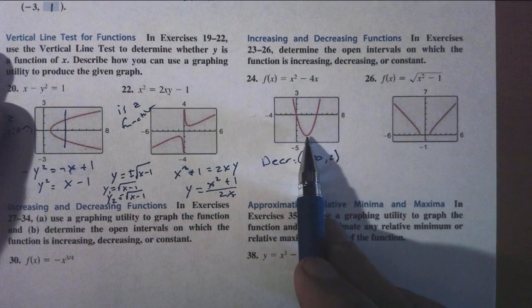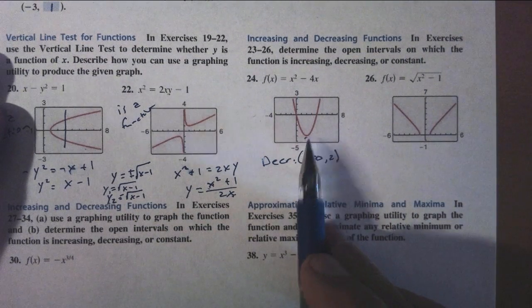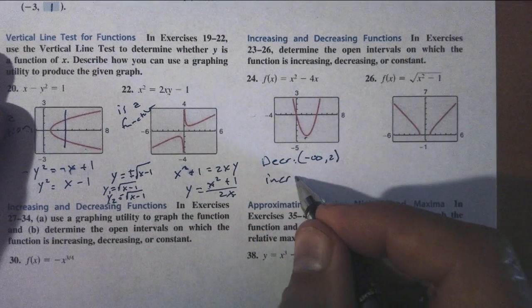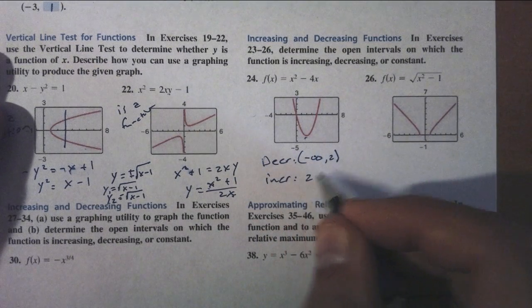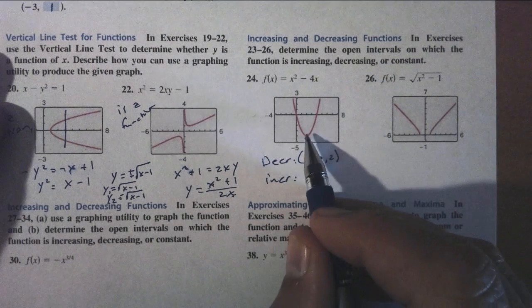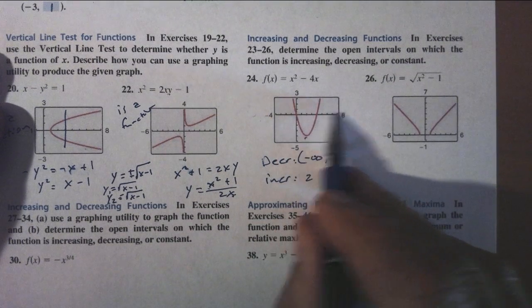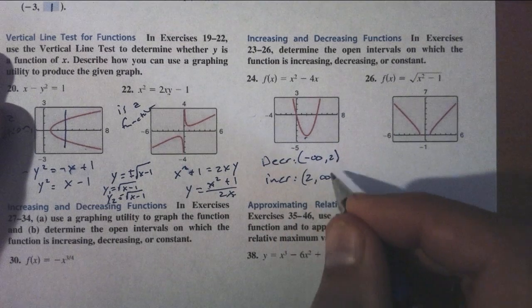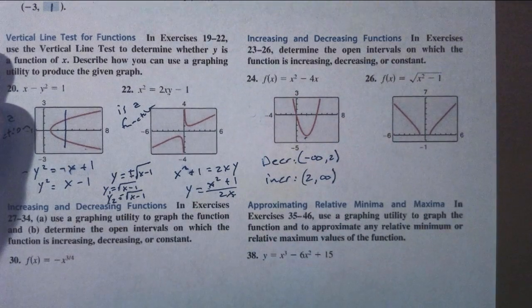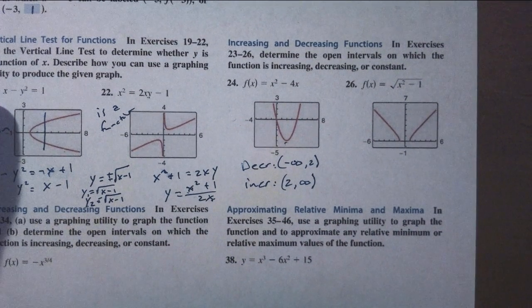And it's really not decreasing at 2. And then it is increasing from 2 to infinity. Not from negative 3 up to infinity, but from 2 on the x's to infinity. Good time for you to try this one.